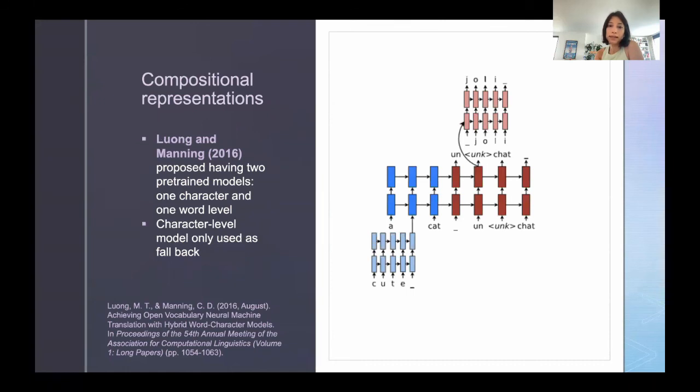Luong and Manning the next year improved this approach by suggesting to use the character level model either in the input or the output as a fallback when, let's say, a word is not observed in the vocabulary. So only in the case of out of vocabulary words. This also helps a lot in translating unknown words, because at the time, if a word was not in the vocabulary, there was absolutely no way to translate it. And this was a quite useful approach.